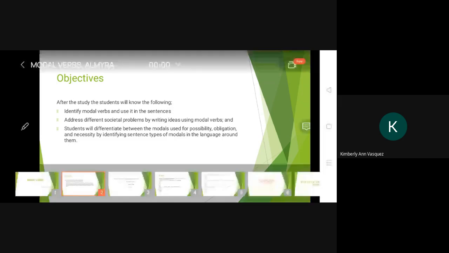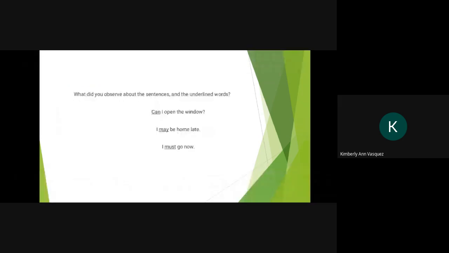So next, what did you observe about the sentences and the underlined words? The underlined words are can, may, and must. Who can say what the underlined words are? Yes, correct. These are examples of modal verbs. Do you have any idea what modal verbs are? After we go on with our lesson, you will have an idea about modal verbs.